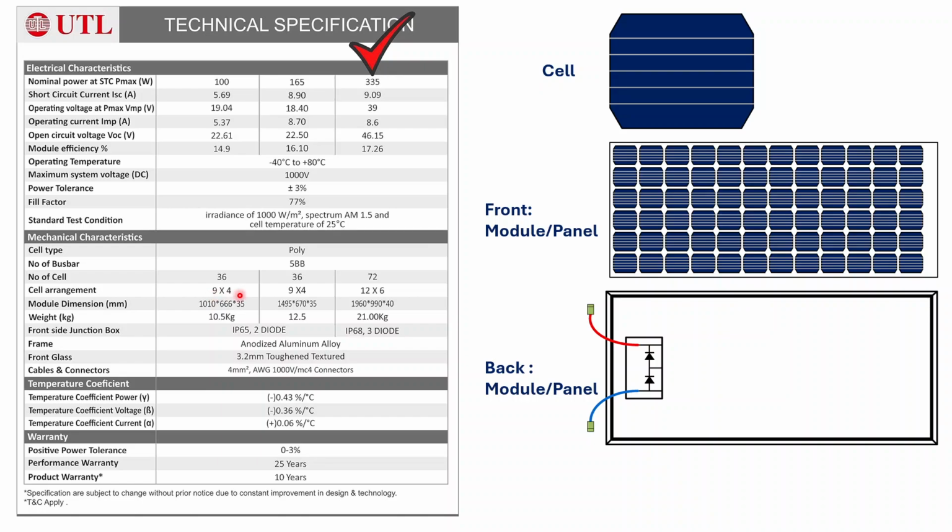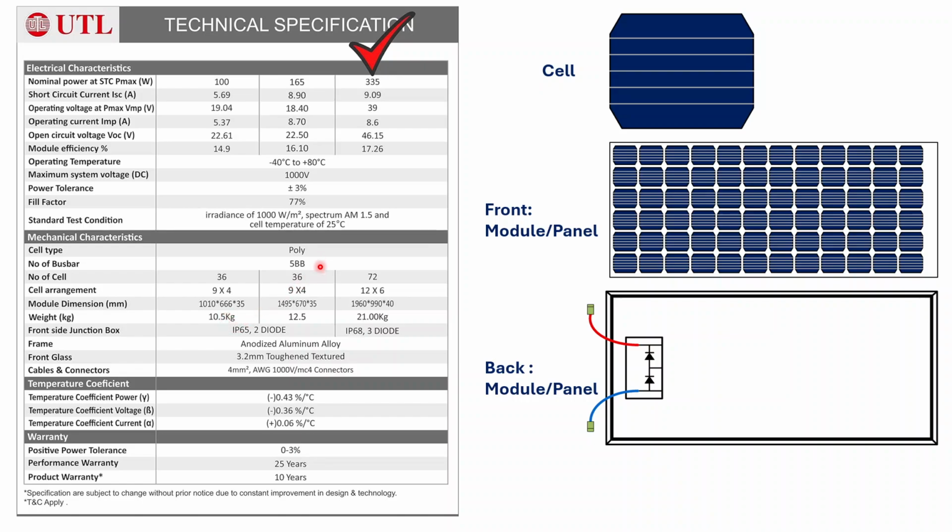So here there are 36 cells, 9 in one row. Then such 4 columns are connected in series to give an overall voltage of this much and current of this much. Then there is the module dimension. For a 100 watt solar panel, this is the module dimension, and this is the weight.